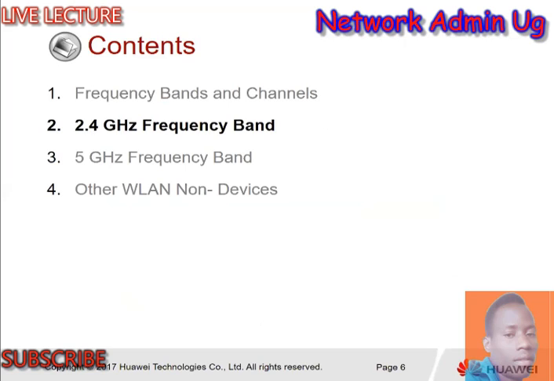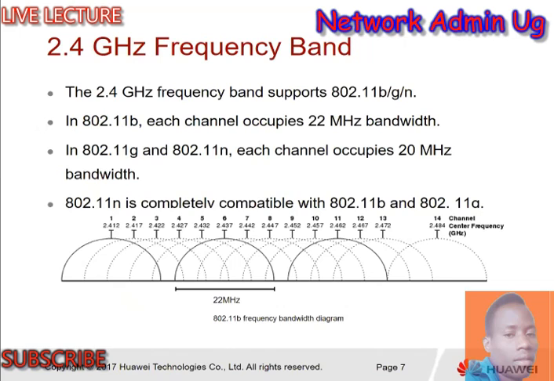We shall look at the various channels. We shall look at how much overlapping channels there are, and the size of each of the channels in terms of bandwidth. So we shall start with the 2.4 frequency band. This band supports a couple of standards: 802.11b, G, and N.